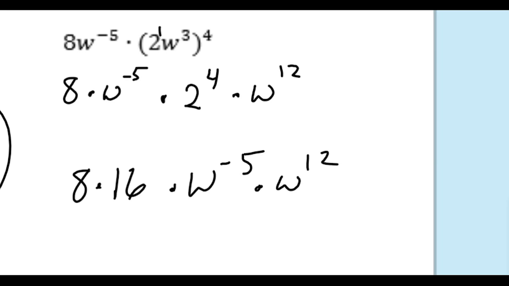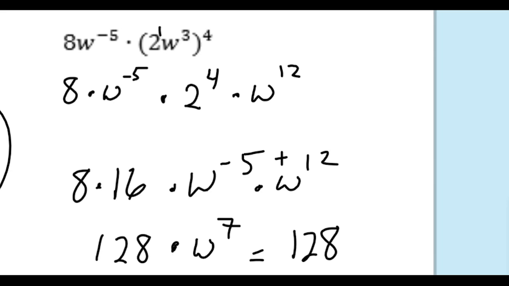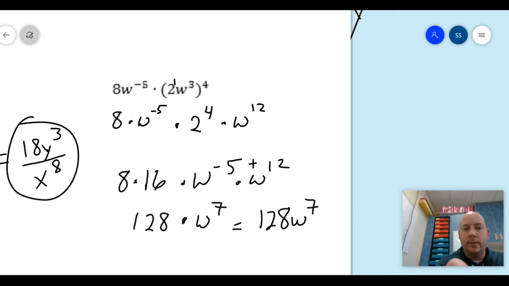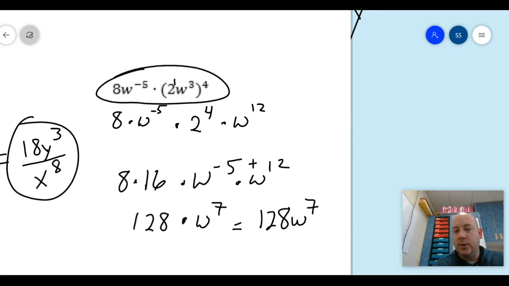Now 8 times 16, we can simplify. That's going to be 128 if my math's right. Yep. And then our rule, again, since we're multiplying, we add the exponents. So negative 5 plus 12 is 7. So we end up with our final answer of 128w to the 7th power. So we've taken this and simplified it down into a much easier thing to deal with.